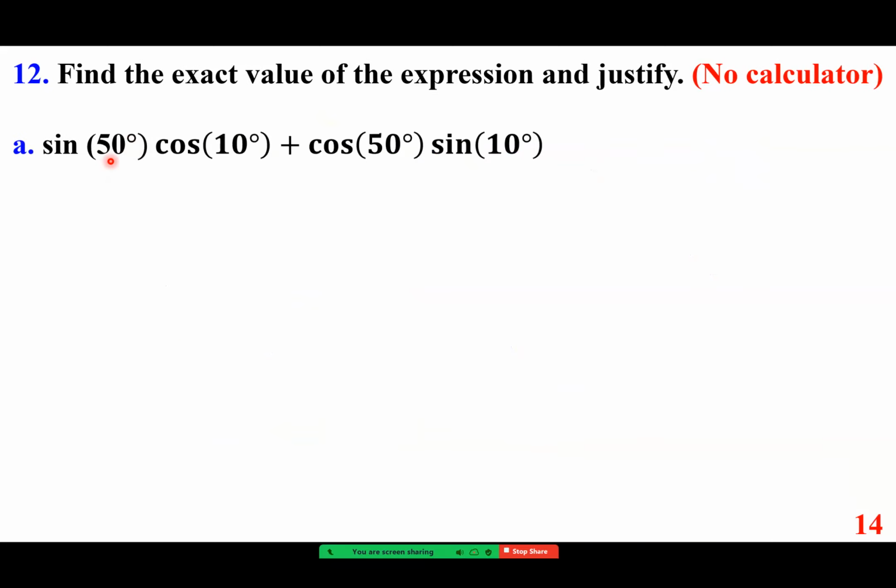We want to find the exact answer. Sine of 50 cosine of 10 plus cosine of 50 sine of 10. This is sine of alpha plus beta. Sine of alpha plus beta is sine alpha cosine beta plus cosine alpha sine beta. So look at the right side. That's what you have here, which makes it sine of 50 plus 10, which makes it obviously sine of 60, which makes it square root of 3 over 2.